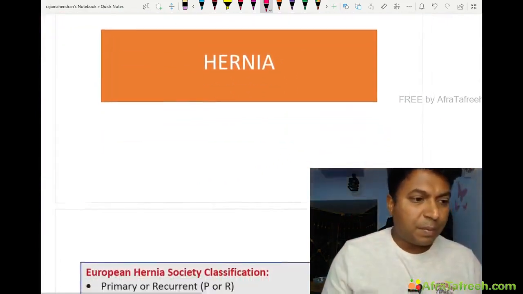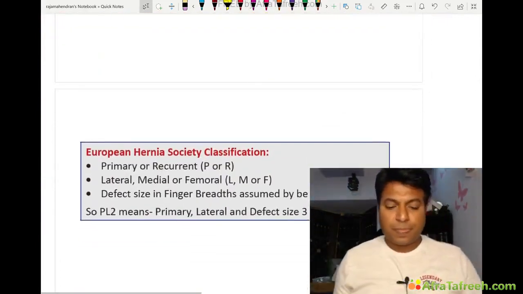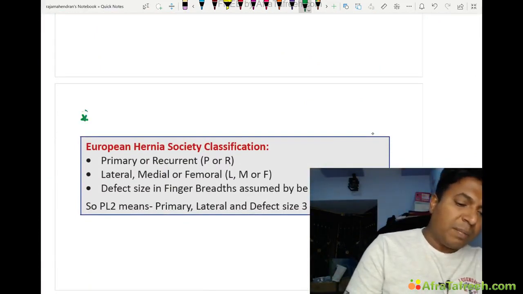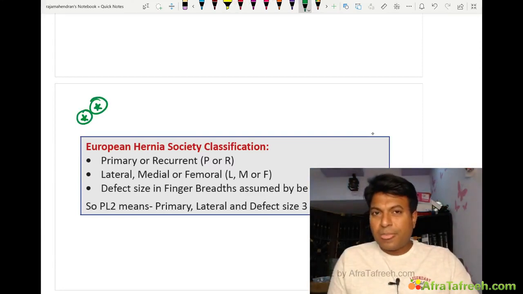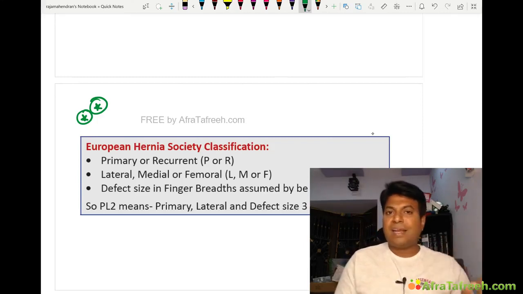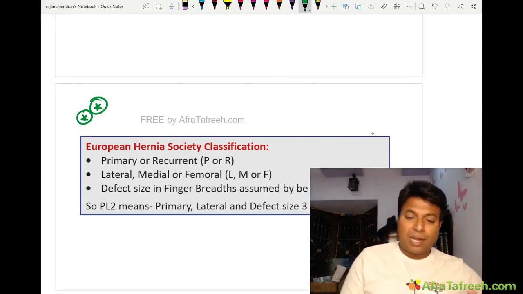So let us go to the next chapter because it's already 2 hours. The latest classification in Bailey and Love: I want you to remember Nyhus classification and old classifications of Gilbert, everything has been removed in the new Bailey. So the expected MCQ from the new Bailey will be the European hernia classification for inguinal hernias.